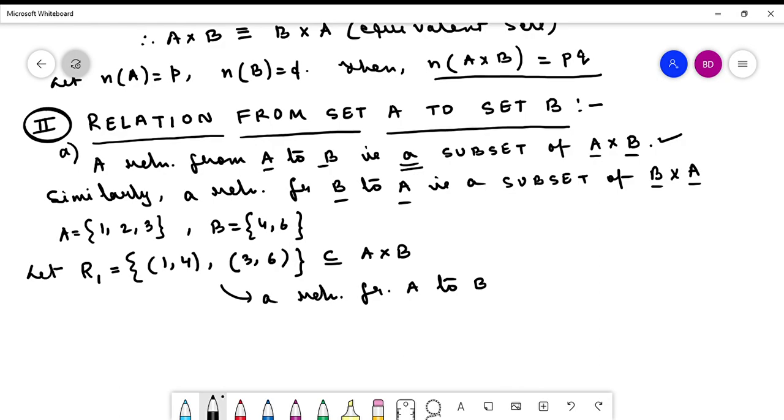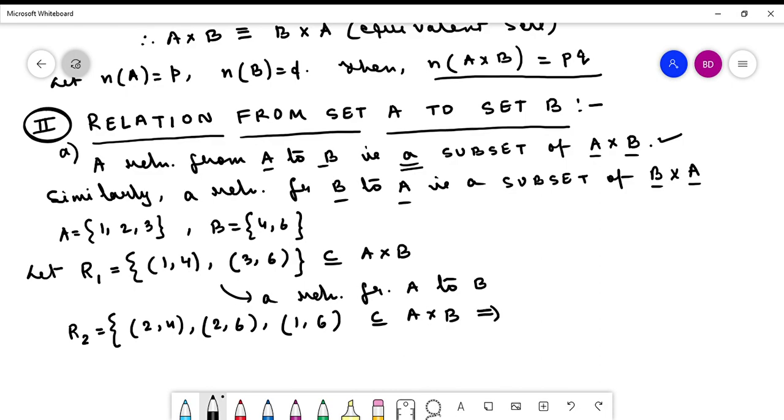Again, suppose I choose a different subset. Suppose I choose R2 as (2,4), (2,6) and (1,6). Again, this is a subset of A cross B. So R2 is a relation from A to B. So this is how we define a relation.